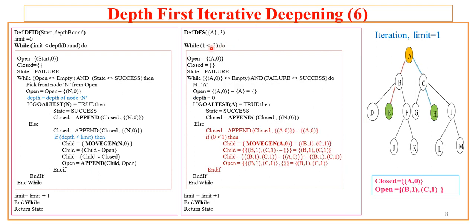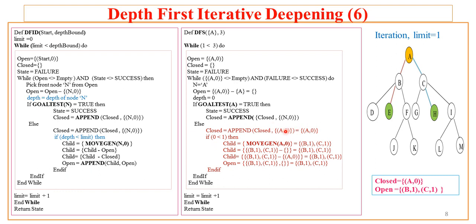So here as limit is 1 which is less than 3, so it will repeat the whole process. So again open is having only one node which is start node, close is empty, goal node is not yet found, so state is failure. So is open not empty? True. And is state not success? True. So it picks the A, that is the front node of the open. It removes A from the open. Open is empty at this point of time. Depth of A is 0. A is not goal node, so this condition fails. It gets into else part.